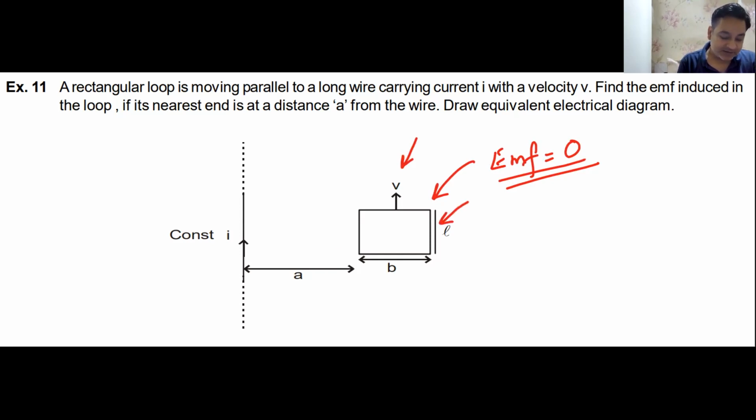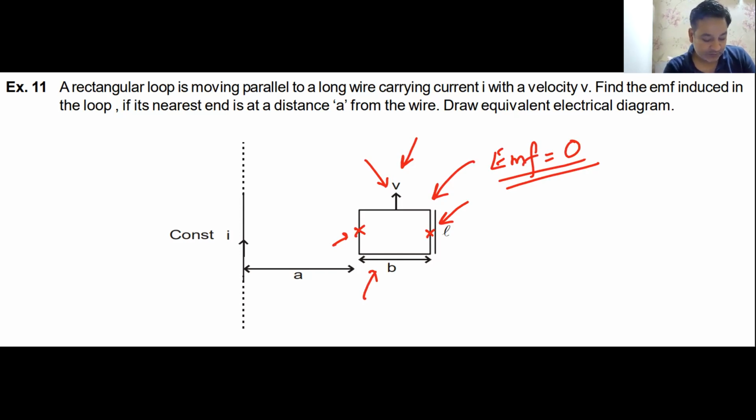Remember, in this part and this part, there is no induced EMF because the velocity is parallel to the length. Whatever EMF is induced in this part, you have just found out that value. The same EMF will be induced in the lower part, and both the batteries will cancel out each other. Are you getting my point?